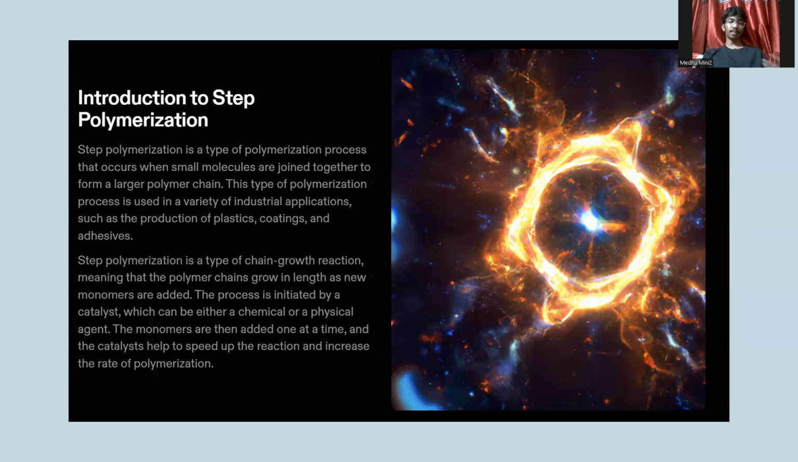Step polymerization is a type of chain growth reaction, meaning that the polymer chain grows in length as new monomers are added. The process is initiated by a catalyst, which can be either a chemical or physical agent. The monomers are then added one at a time, and the catalyst helps to speed up the reaction and increase the rate of polymerization.